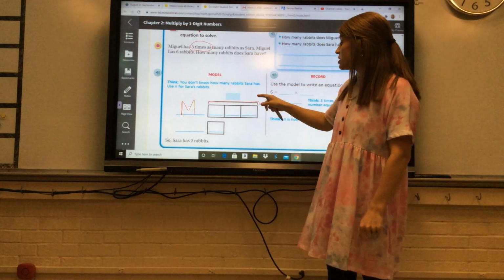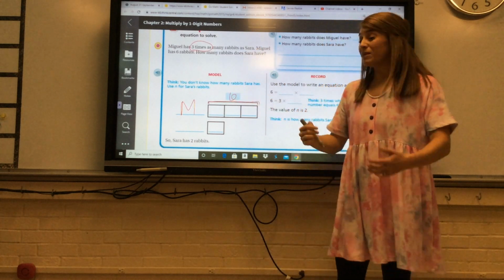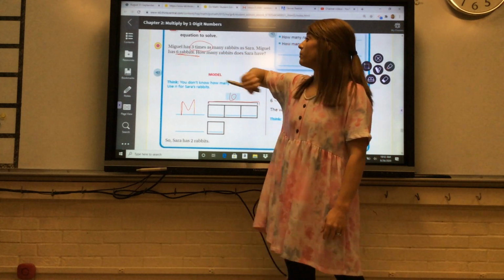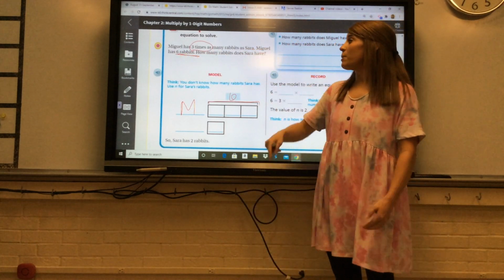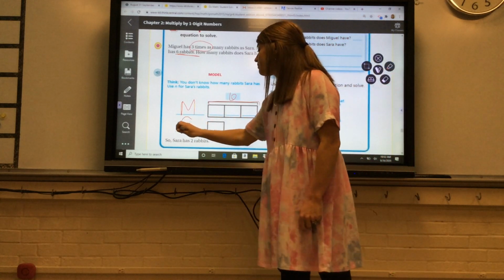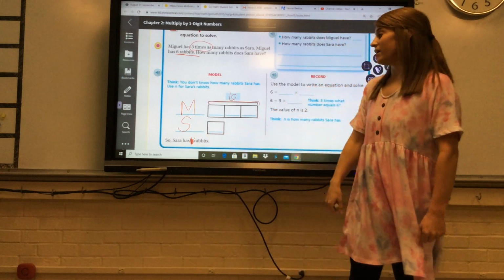So the total of these 3 boxes we know has to be 6, because Miguel has 6 rabbits, because that's what they told us in the problem. What we don't know is how many rabbits Sarah has. So I'm going to put an S down here for Sarah, because we don't know how many rabbits Sarah has yet.